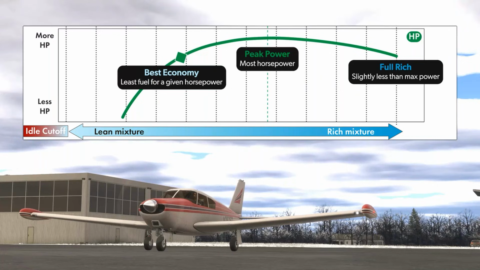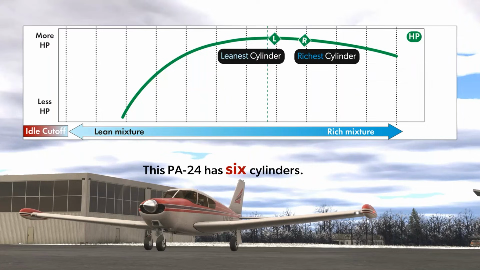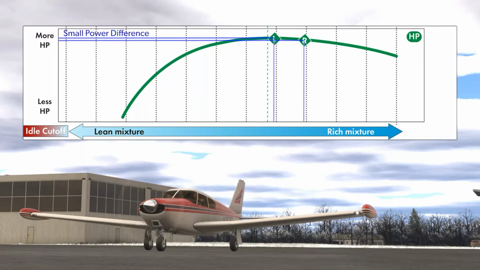So this is what that looks like when they're on the rich side of the curve. We've got an R marking the richest cylinder and L marking the leanest cylinder. The difference laterally, horizontally from each other is the different fuel flow that those cylinders are getting. The other four fall somewhere in between. And you can see that they're basically producing the same amount of power. The horsepower curve there is pretty flat, so there's not a whole lot of difference in the power that they're putting out. And so it's going to feel like it's running pretty smooth.